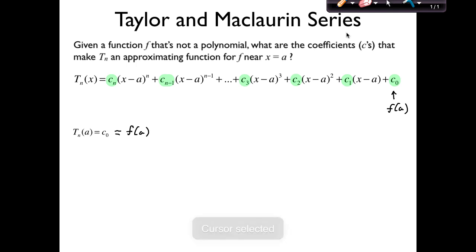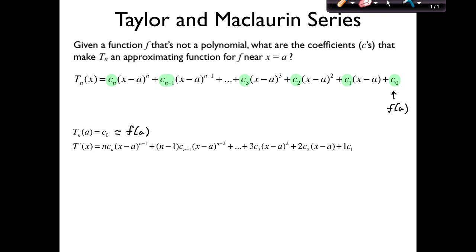So then to figure out what C1 is, we can take the derivative of our polynomial. We use the power rule, n times c_n x to the n minus 1, and then n minus 1 times c_(n-1) to the n minus 2, all the way down to the end. When we take the derivative, the c naught goes away, and the last thing we have is C1.